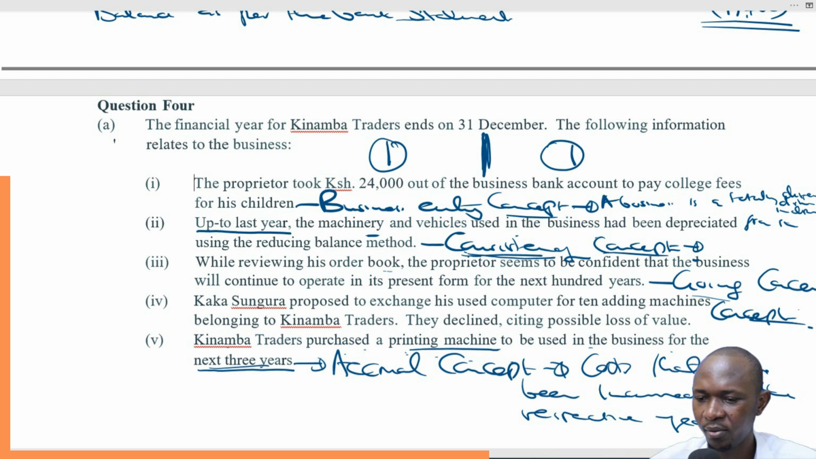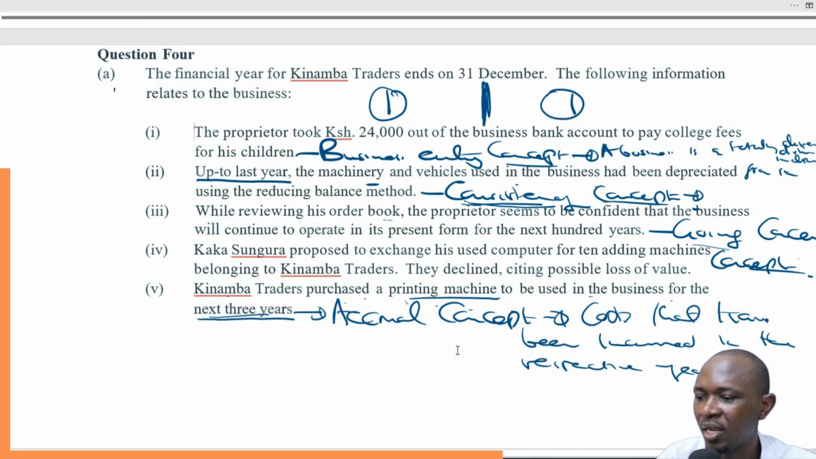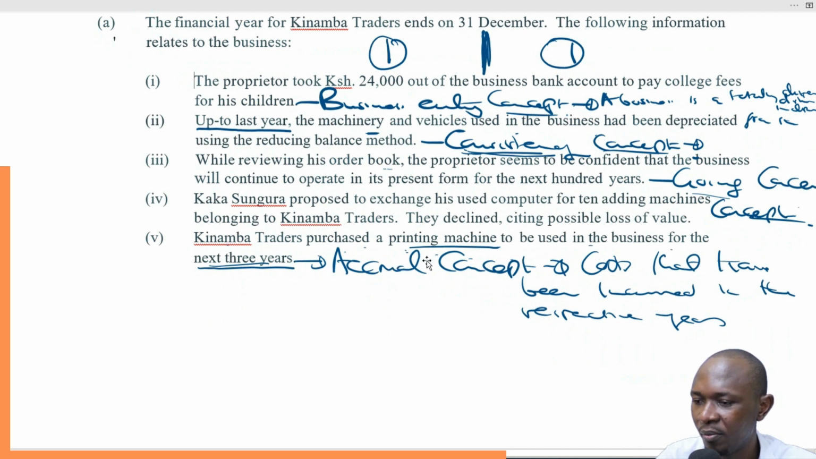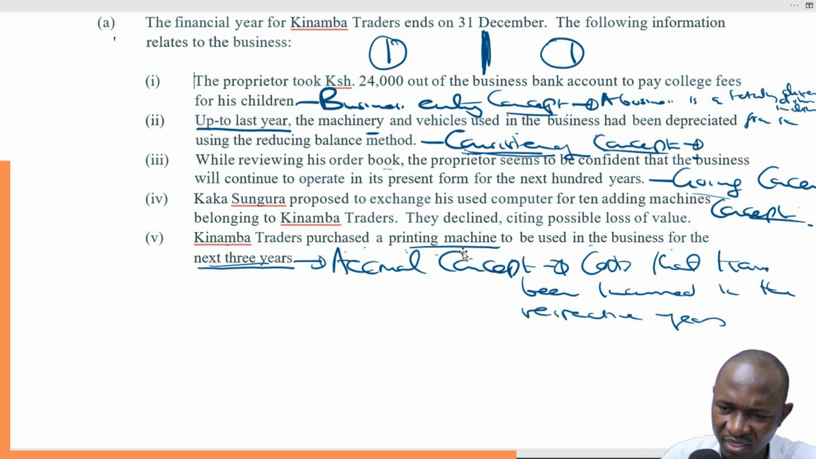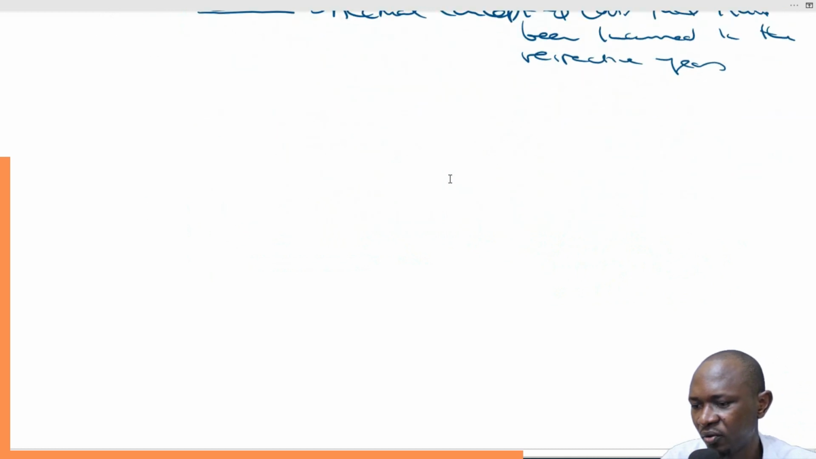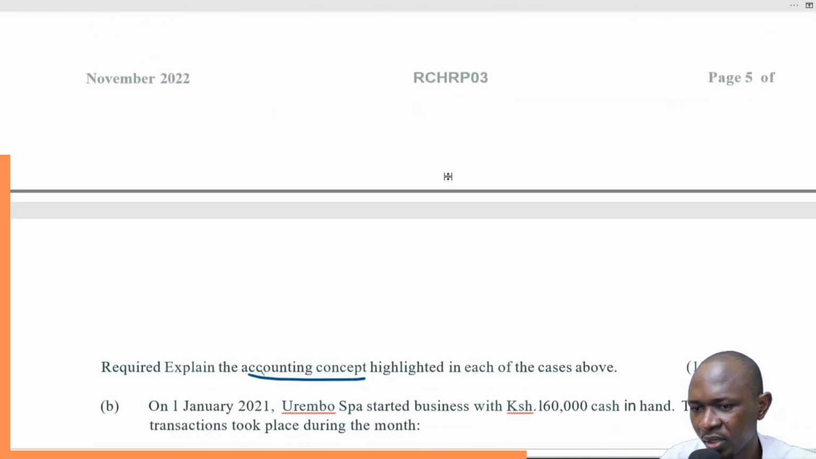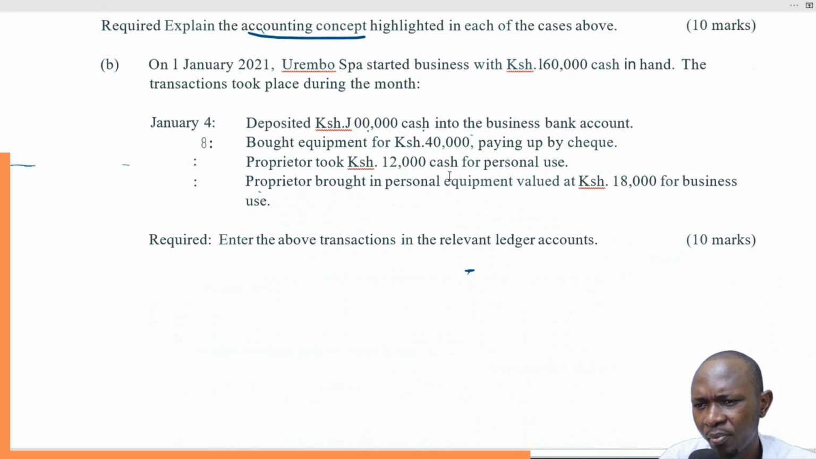So the last part is actually an accrual concept, which states that the costs are captured as incurred and not when paid. So we'll be able to get the cost that was incurred in the first year, second year, and the third year, respectively, for that business. Then part 2 of the question.